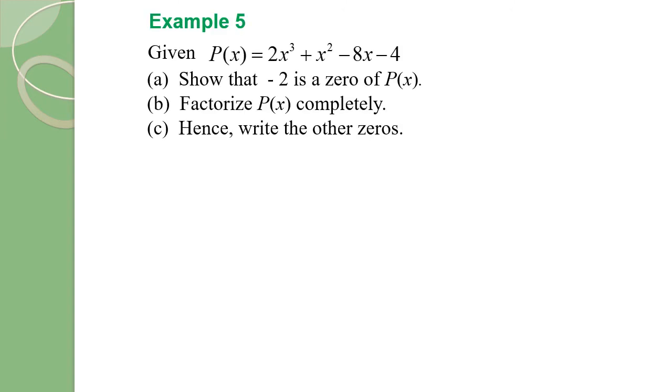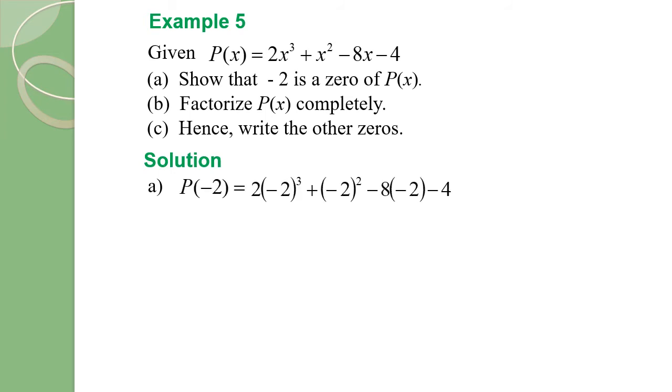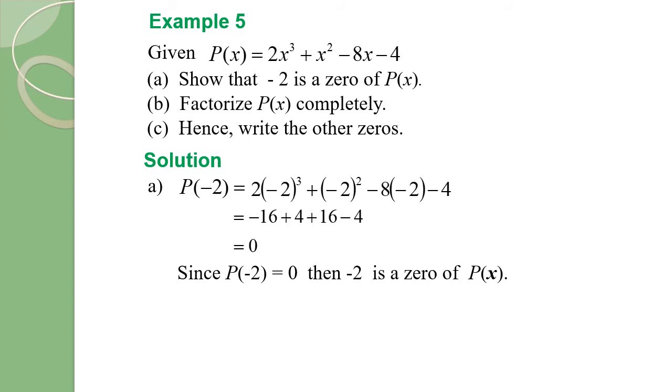Okay, now for question number 5. Example 5. Given P(x) equal to 2x cubed plus x squared minus 8x minus 4. Show that negative 2 is a zero of P(x). What is a zero? When we substitute the value into the polynomial, we get 0. So write down, substitute negative 2 into the polynomial. We have 2 of negative 2 cubed plus negative 2 squared minus 8 of negative 2 minus 4, which is equal to 0. So, shown. Okay, since P(negative 2) equal to 0, then negative 2 is a zero for P(x).